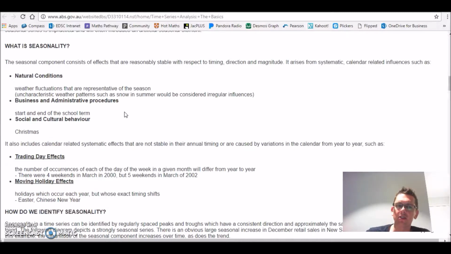Social and cultural behaviors. Christmas is a massive one. We could look at how many people buy turkeys, or we could look at the sales of turkeys or meat go up. We could look at the produce. We could look at the fuel sales. We could look at how much fuel consumption is used. So there's a whole lot of things that can cause this seasonality, fluctuations that occur in the data. So that's what we do.